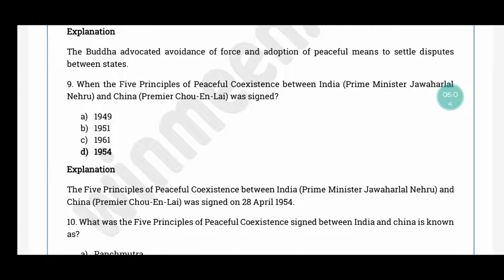Question number 9. When the 5 principles of peaceful coexistence between India and China was signed? The correct answer is option D, 1954.